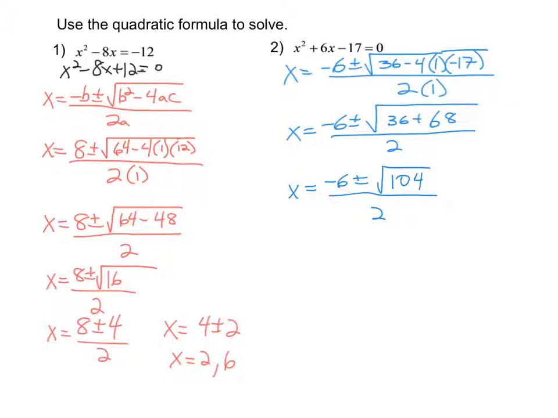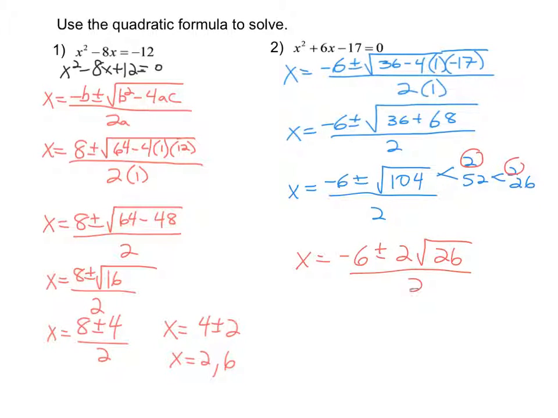All right, so I can break down that 104. I can break that down into 2 times 52, and I could break that down into 2 and 26. Well, the square root of 26 doesn't really do me much good, but I can pull these 2's out here. So my next line would be x is equal to negative 6 plus or minus 2 times the square root of 26, all over 2.